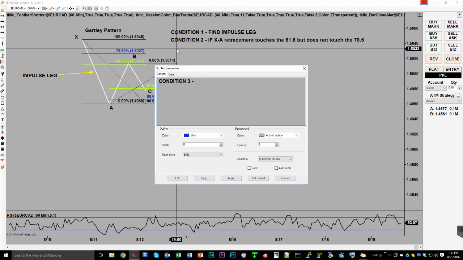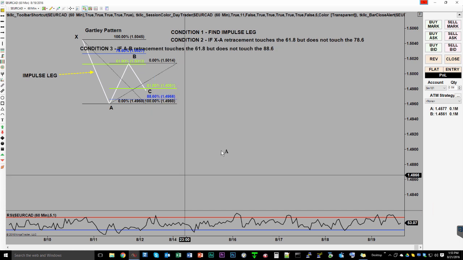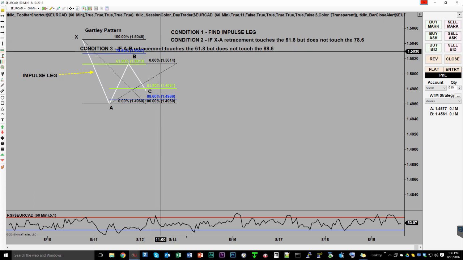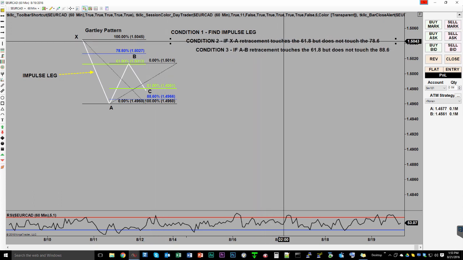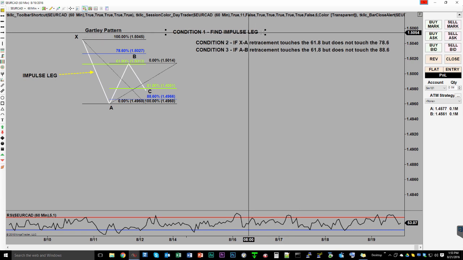Okay? So if the A to B retracement touches the 61.8 but does not touch the 88.6, condition 3 is met. Okay, we're getting very close to a Gartley pattern here, guys. We're getting close. We'll go ahead and move these over a bit so we get some room next to our pattern.